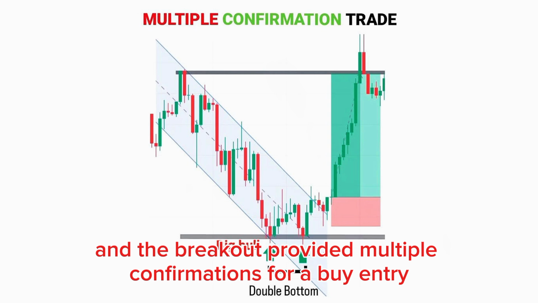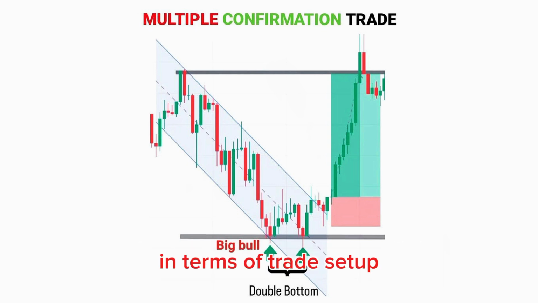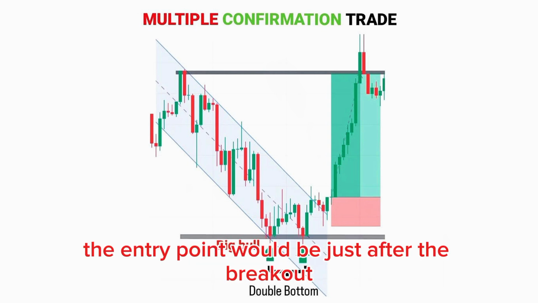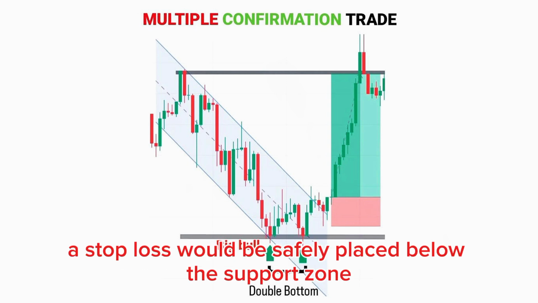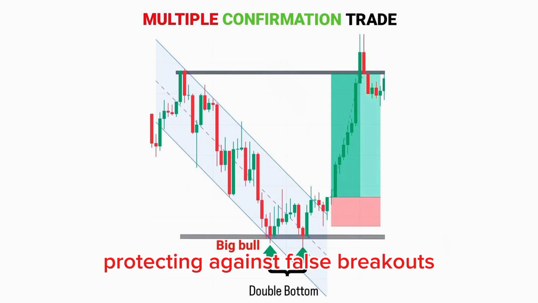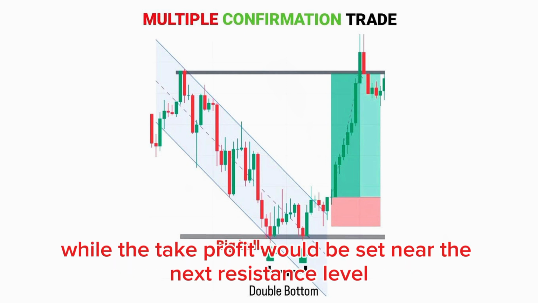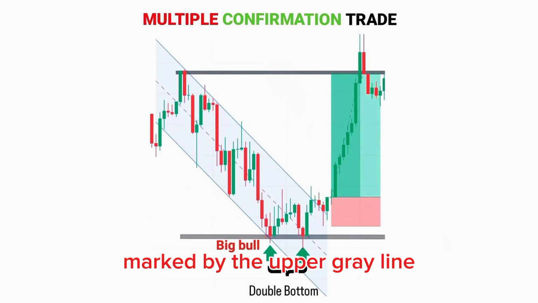These signals combined, the support zone, the double bottom formation, the bullish confirmation candle, and the breakout, provided multiple confirmations for a buy entry. In terms of trade setup, the entry point would be just after the breakout and bullish confirmation candle. A stop loss would be safely placed below the support zone, protecting against false breakouts, while the take profit would be set near the next resistance level, marked by the upper gray line.